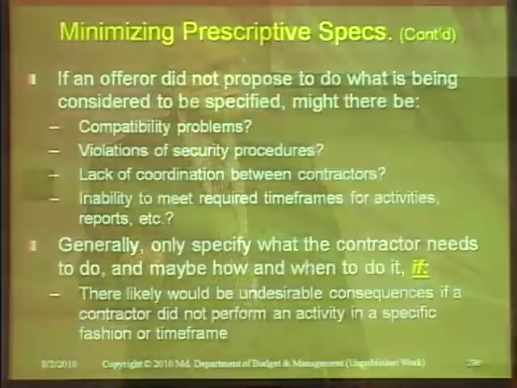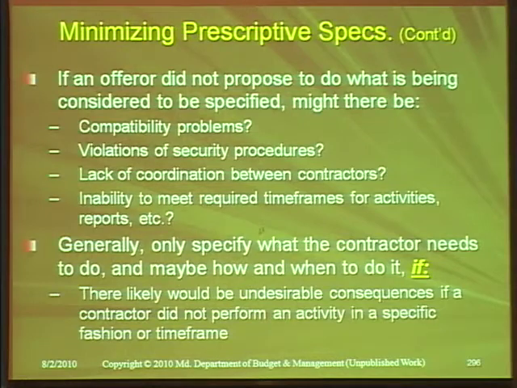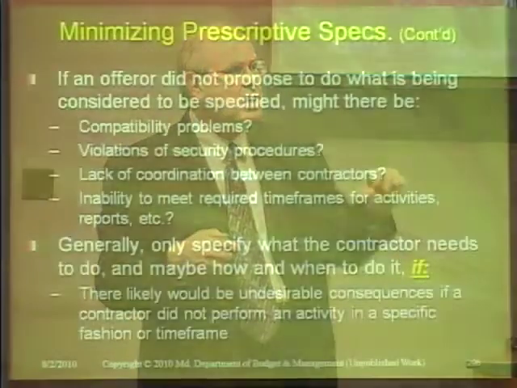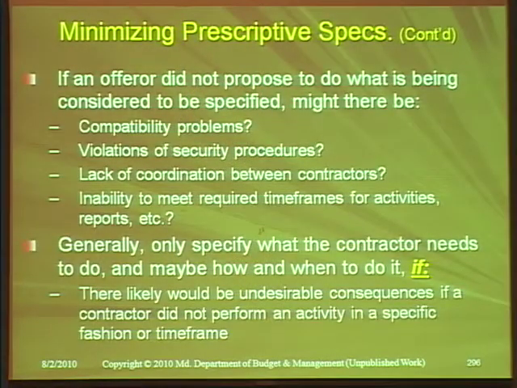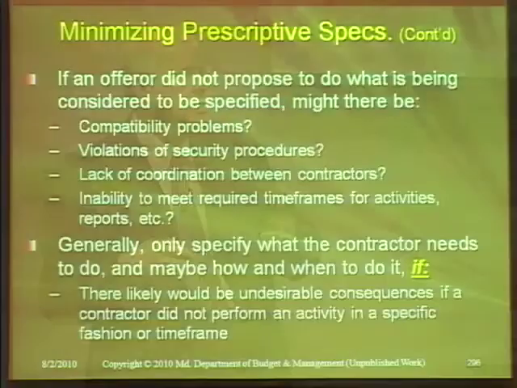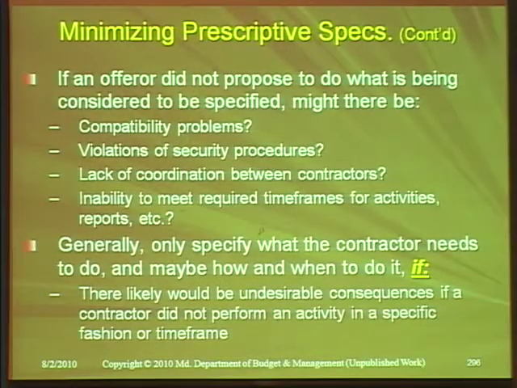Generally only specify what the contractor needs to do and maybe how and when to do it. If there likely would be undesirable consequences if a contractor did not perform an activity in a specified fashion or time frame. And I realize I didn't really read that the way I should have read it. So reading it again, generally only specify what the contractor needs to do and maybe how and when to do it if what is below there is what you construe to be the circumstance that exists. If not specifying it will allow an undesired consequence if you don't specify it.